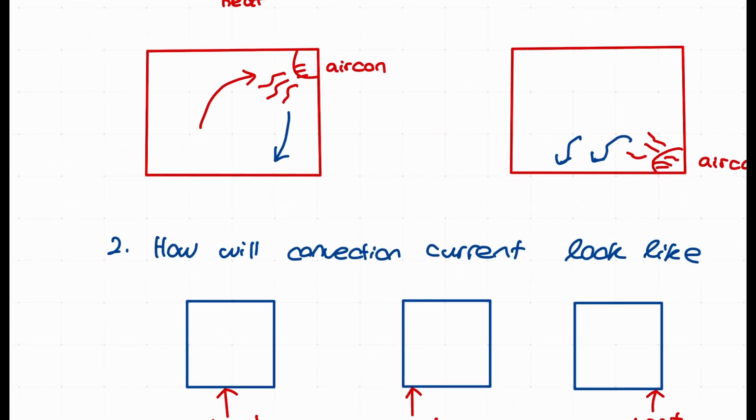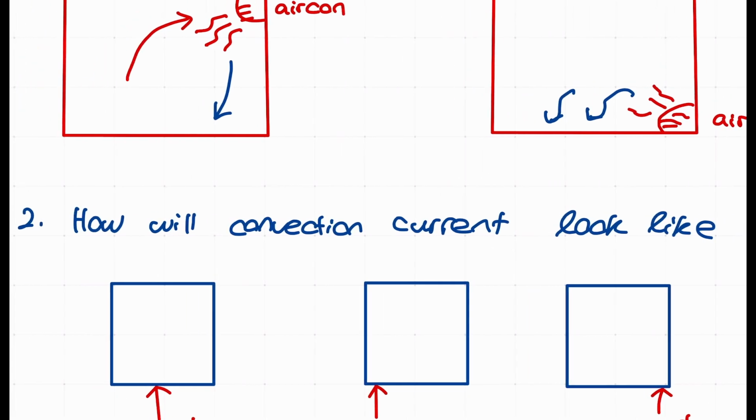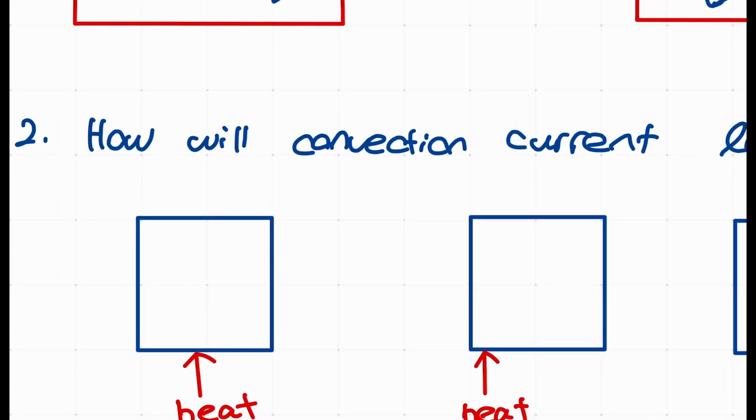There's another type of common convection current question, and they ask you how the convection current will look like. Remember that hot water always rises. Since the heat is here, the water over here will be the hottest. So the hot water over here will rise, while the colder water will sink from the side.